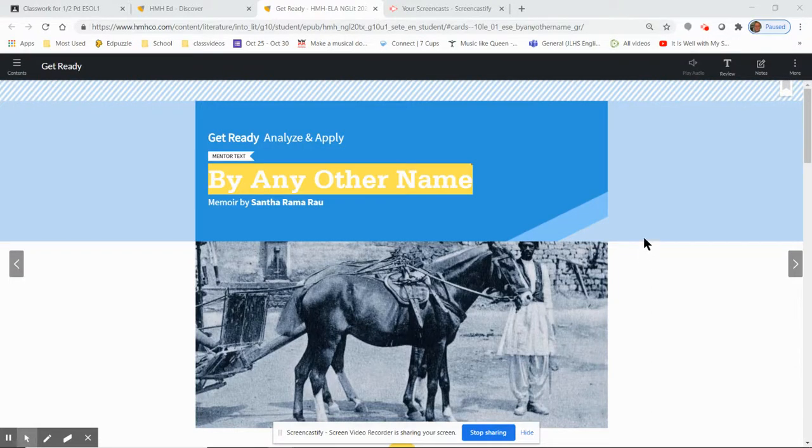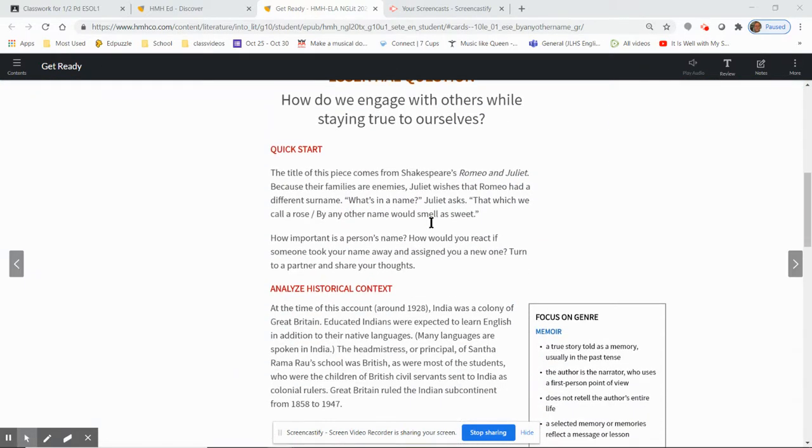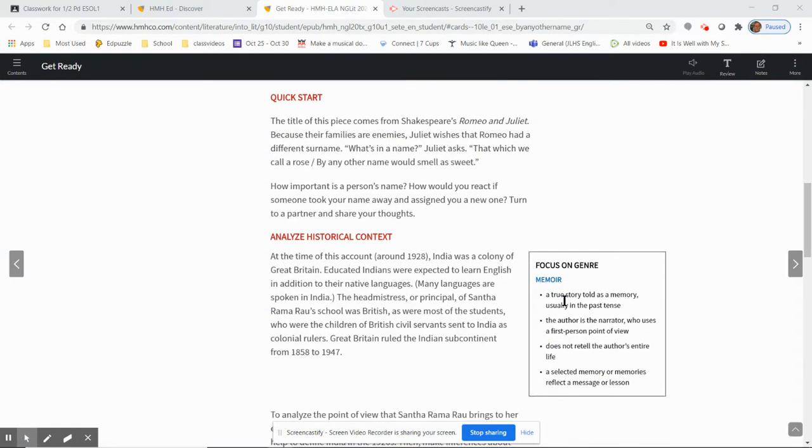Today we're going to be talking about a story, a memoir, called "By Any Other Name," a memoir by Santha Rama Rao. A memoir is a true story told as a memory, usually in the past tense. The author is the narrator, who uses a first-person point of view. Remember that. It's a first-person point of view.